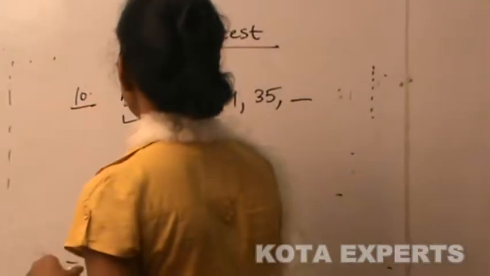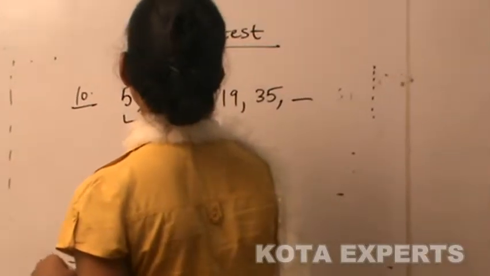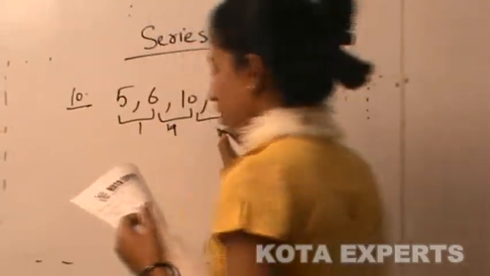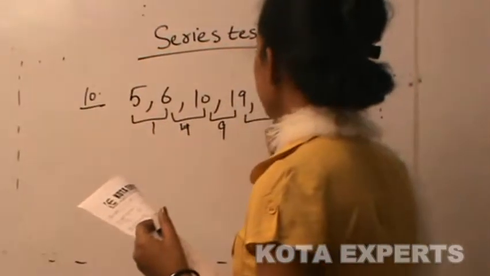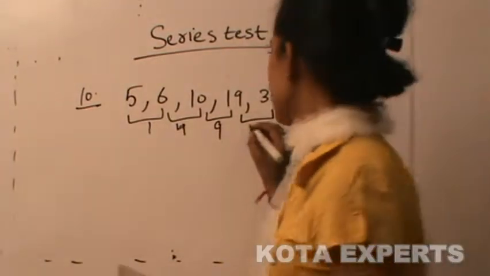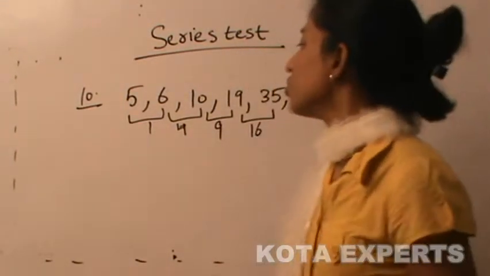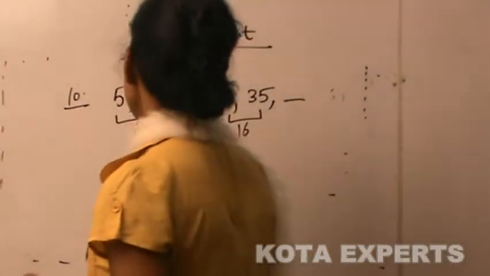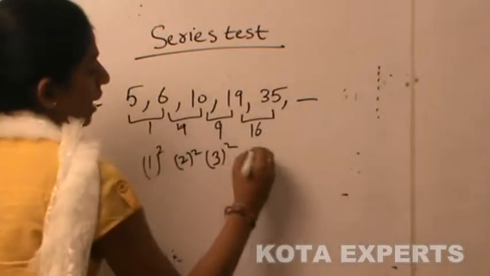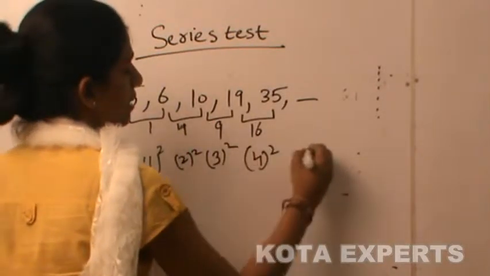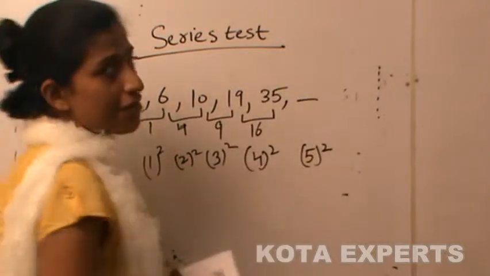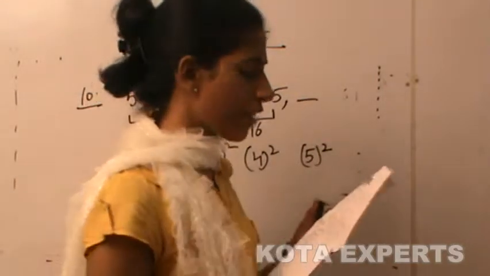Difference is 1. Difference is 4. Difference is 9. What is the difference here? 16. So this is 1 square, this is 2 square, this is 3 square and this is 4 square. So the next number should be 5 square. So 16 plus 25.